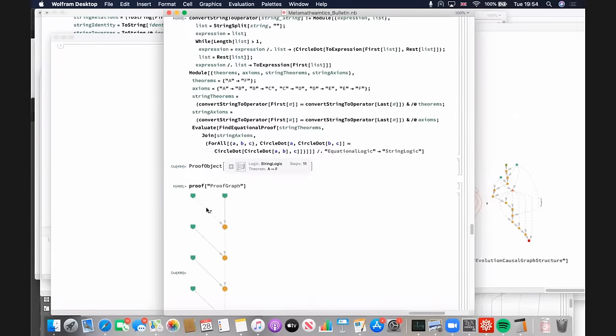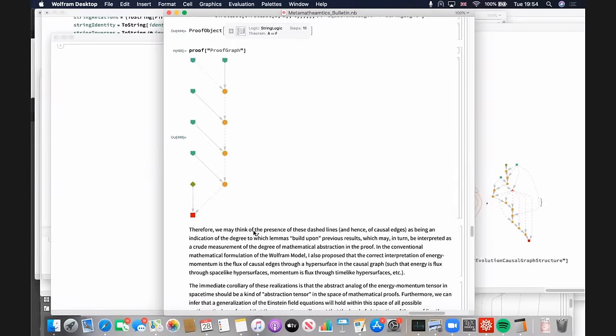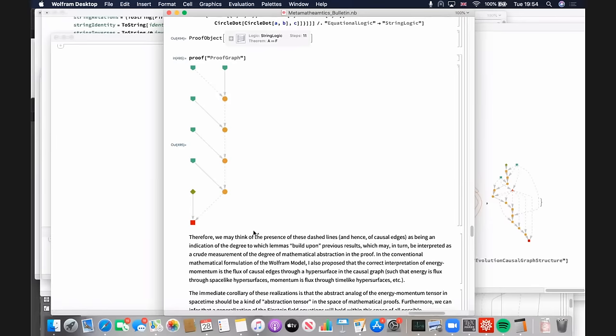Okay, but why isn't there a solid line? It's a little odd that there are solid lines coming from the axioms. I would have thought that the axiom would have a causal edge. The axiom is the thing from which the event comes, or the other way around. The axiom is the thing to which you could apply an event from a substitution lemma. In the linear case like this, it doesn't matter which way around it is.